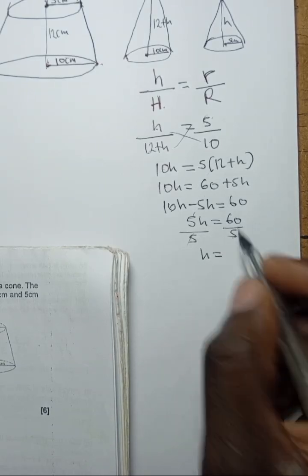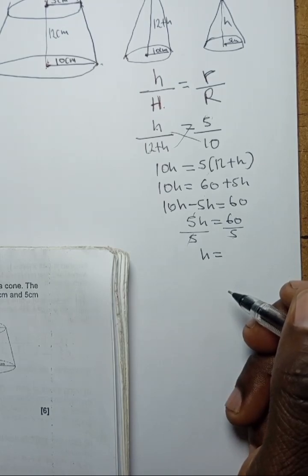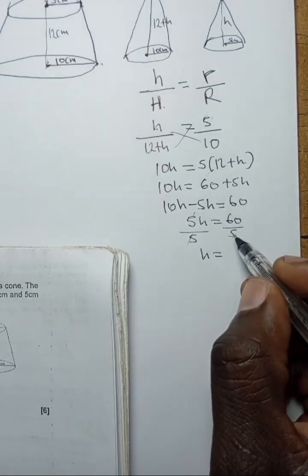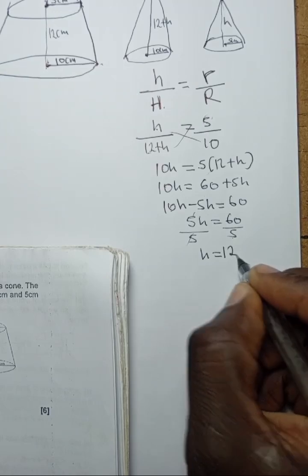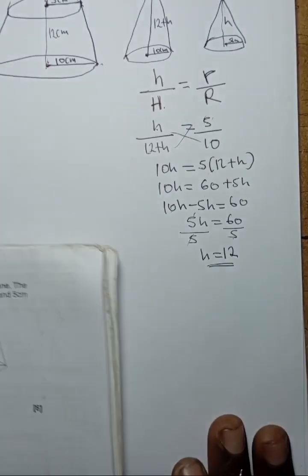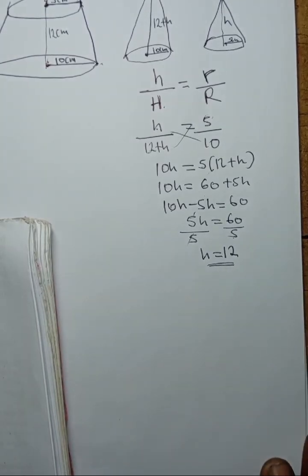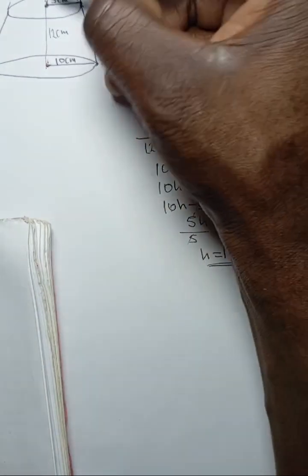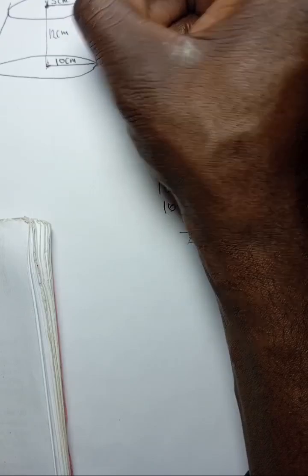h is equal to 60 divided by 5. It is how many times? 12 times. So h is 12. Since you have it, the height of the smaller cone here is also 12.